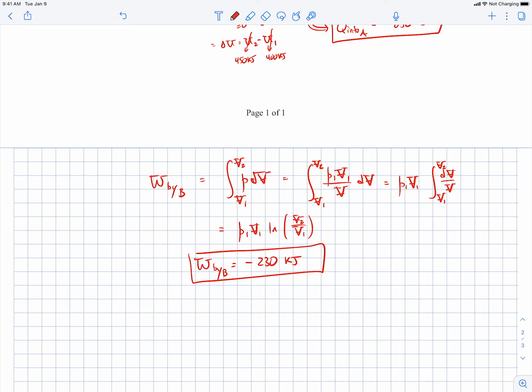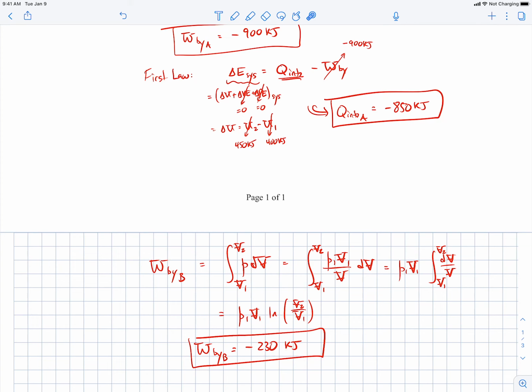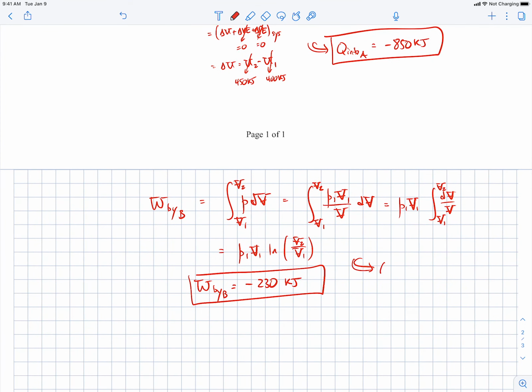Now to find the heat transfer for process B, we still make use of the first law given right here. We still can neglect changes in kinetic and potential energy. So we just have the internal energy here. The work now, instead of being minus 900 kilojoules, will actually be minus 230 kilojoules. So that's what we'd use up here instead. The U2 and U1 are the exact same values because the internal energies are properties, they don't depend on the path. So as long as state 1 and state 2 are the same, it's the same internal energies. So we can then solve for the Q into the gas for process B, that comes out to be minus 180 kilojoules.